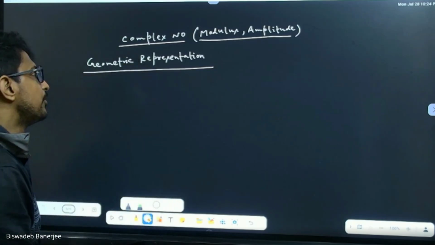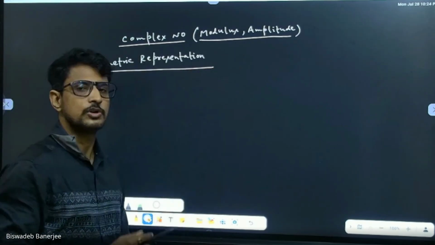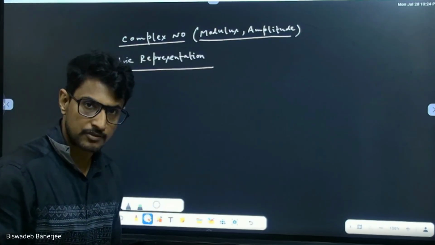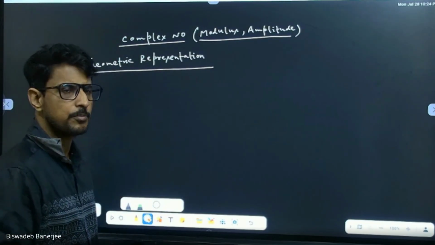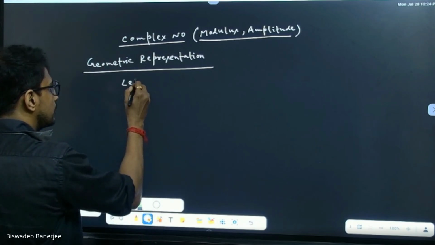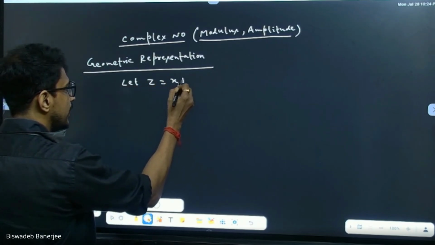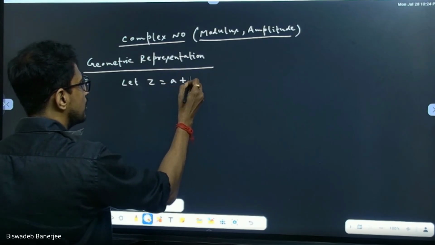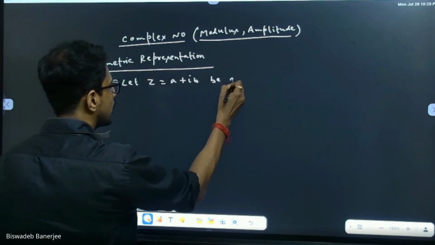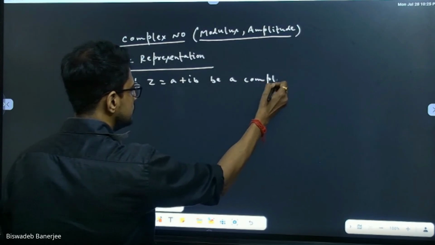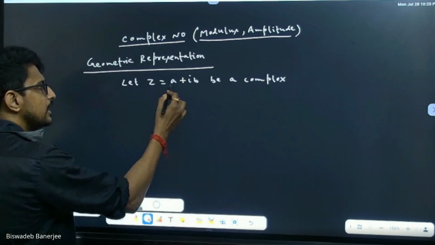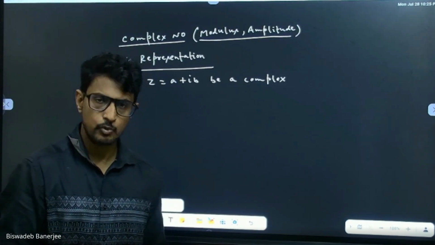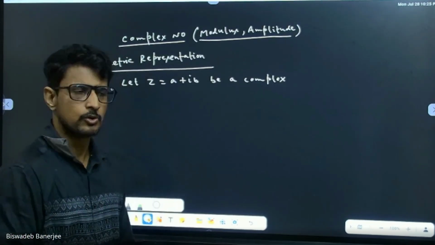Before going to discuss modulus and amplitude, at first I shall explain the geometric representation of a complex number. What is the geometric representation of a complex number? Let z is equal to x plus iy, or let it be z is equal to a plus ib, be a complex number. As we know, a is called the real part and b is called the imaginary part. We know this from our class 11 course.